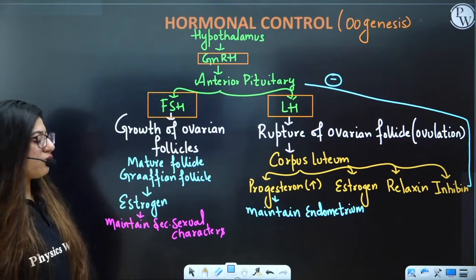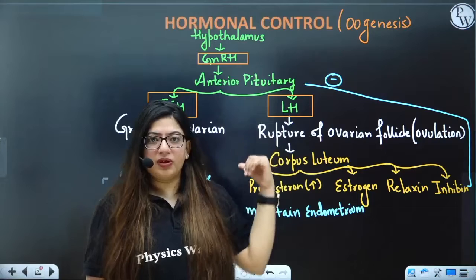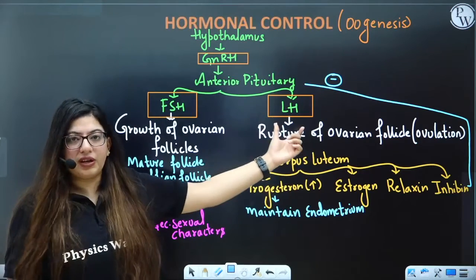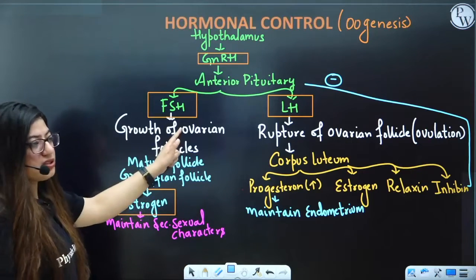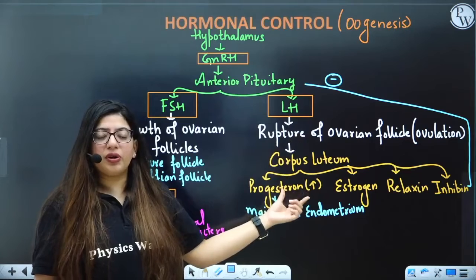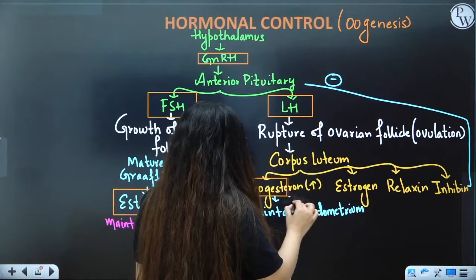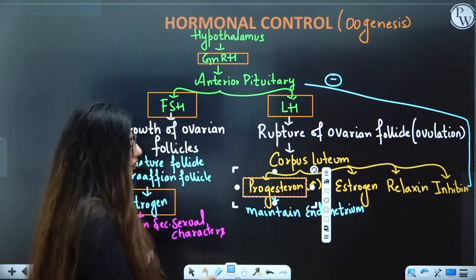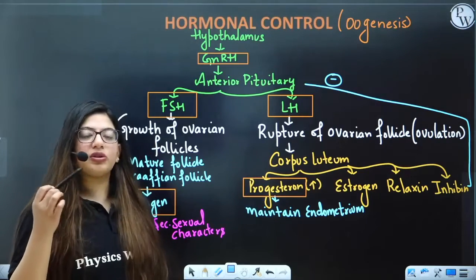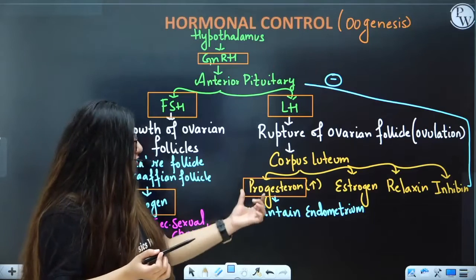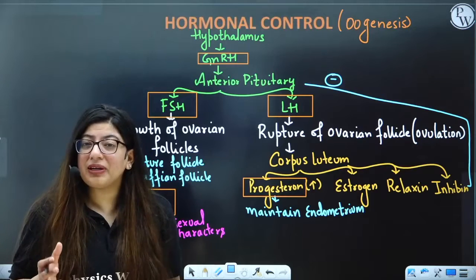FSH leads to the growth of follicles, and follicles secrete the hormone estrogen. Now, estrogen, because it's in high amount, will lead to the production of LH because it gives positive feedback to LH. But at the same time, it gives negative feedback for FSH. Now, LH has arrived. It is going to cause a rupture of the follicles. These follicles are going to produce the main hormone, which is progesterone. After rupturing, a gland is formed, which is the corpus luteum. Progesterone gives negative feedback to both FSH and LH. Progesterone maintains the endometrium, so we also call it the main pregnancy hormone.